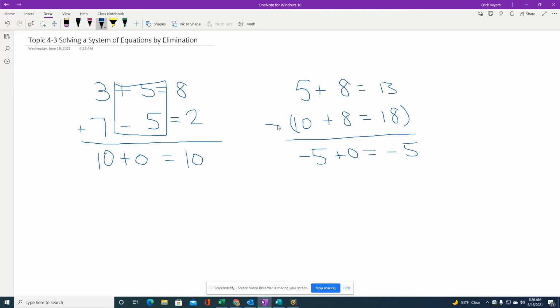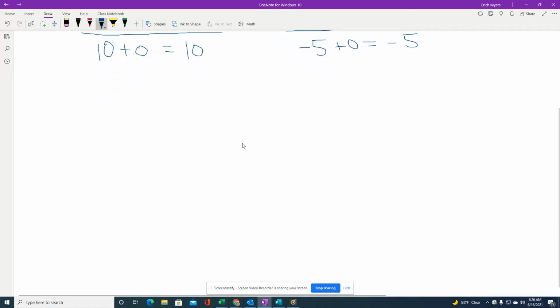So you notice that when I change the sign on everybody in the second equation, and I add the result to the top numbers, I still get an equation that's balanced. Notice I eliminated the 8's. This is essentially what elimination is. So how can we use this in an algebraic sentence?